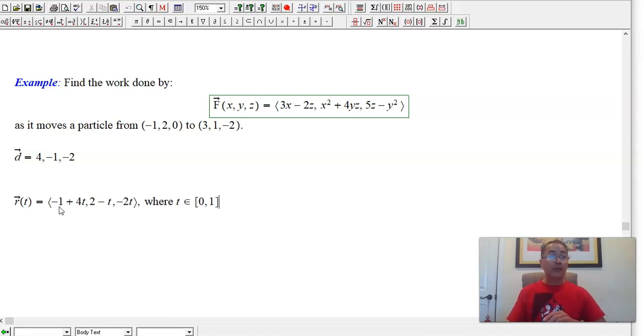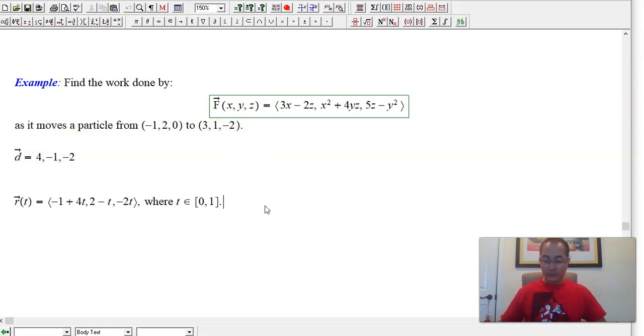Quick check. When t is 0, these go away and you're left with -1, 2, 0. That's where we start. When t is 1, what do we get? 4 minus 1, 3. 2 minus 1, 1. -2 times 1, -2. So we end at that terminal point.